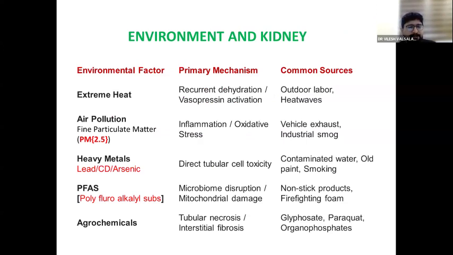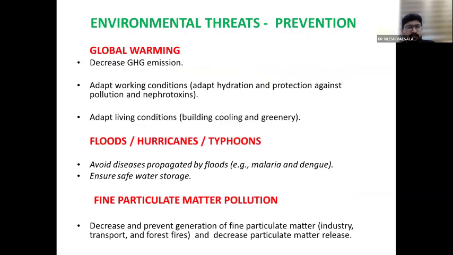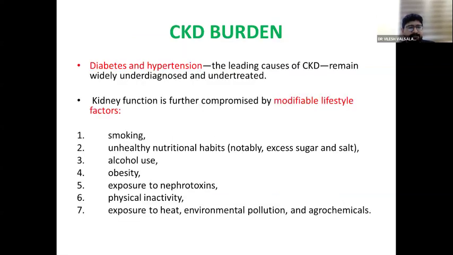Metals like lead, cadmium, and arsenic, the heavy metals, cause direct tubular cell toxicity. The polyfluoroalkyl substances, what we call PFAS, cause mitochondrial damage and mutations. And the agrochemicals, which come from agriculture, cause tubular necrosis and interstitial fibrosis. So that directly causes kidney damage. The environmental threats like global warming, floods, and fine particulate matter pollution, which we face a lot because of pollution generated from industries, have to be prevented.